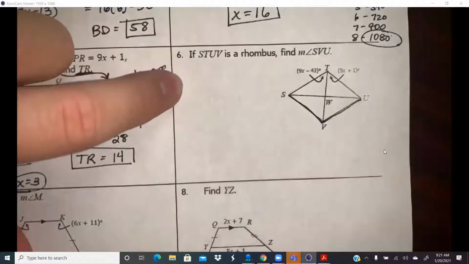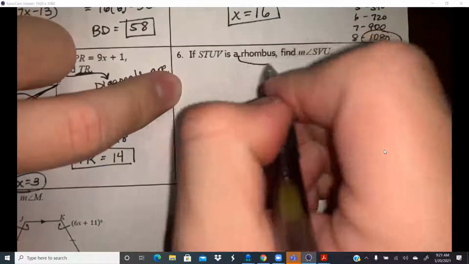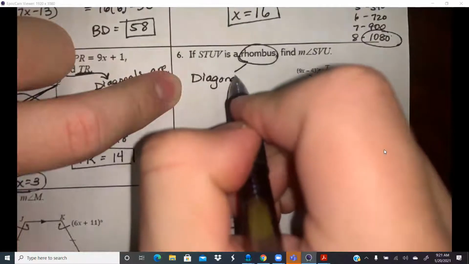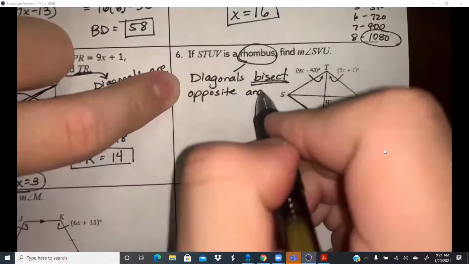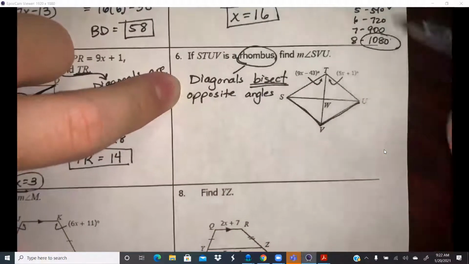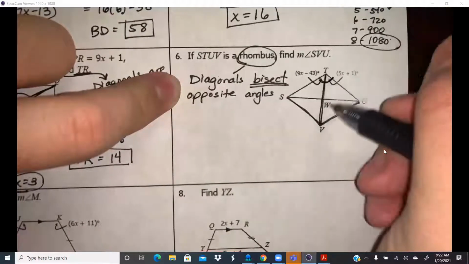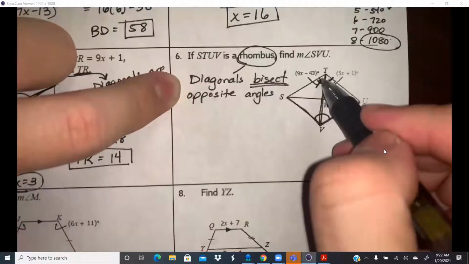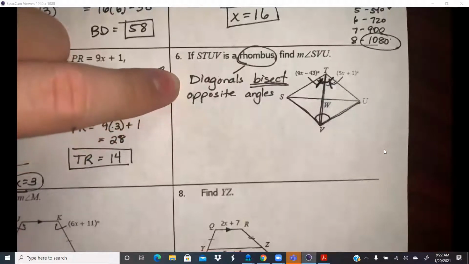Now, I know I went over this yesterday or in the previous worksheet, but what you have to remember about a rhombus is that diagonals bisect opposite angles. So essentially what's happening here is that this diagonal is cutting this angle and this angle into 2 equal halves. So in other words, this angle that you see right there is exactly the same as that angle that you see right there.